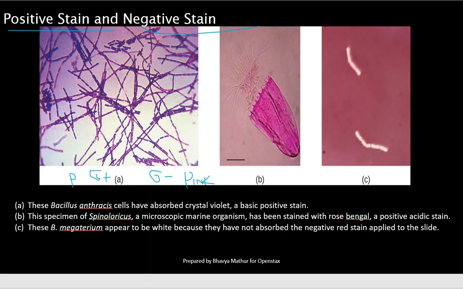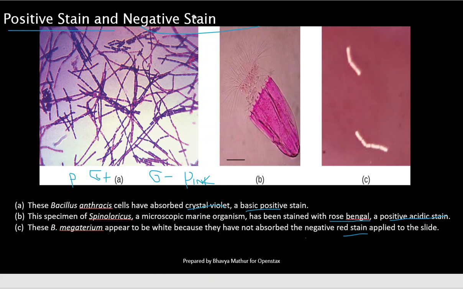These guys are Bacillus anthracis. These are the guys that give you anthrax. They have got crystal violet, which is a basic positive stain. The positive stain is going to be attracted to the organism, and it's going to attach to them and give them coloration. This specimen has been stained with one that we won't use, and it's a positive acidic stain.